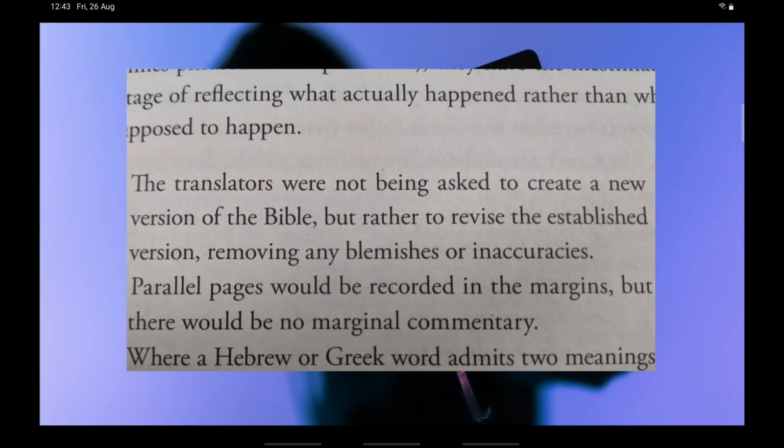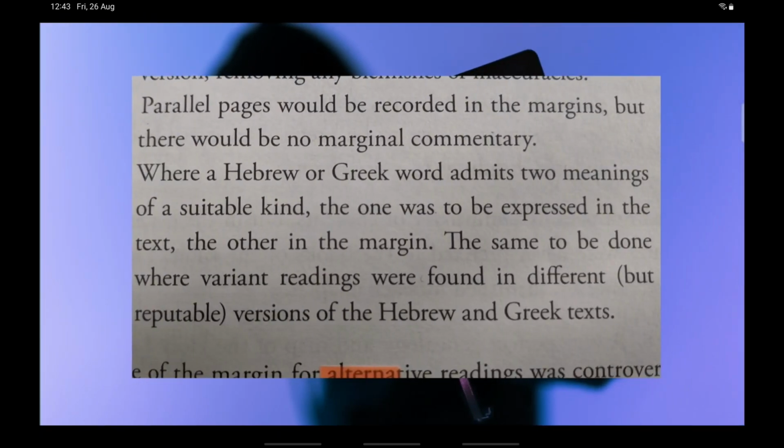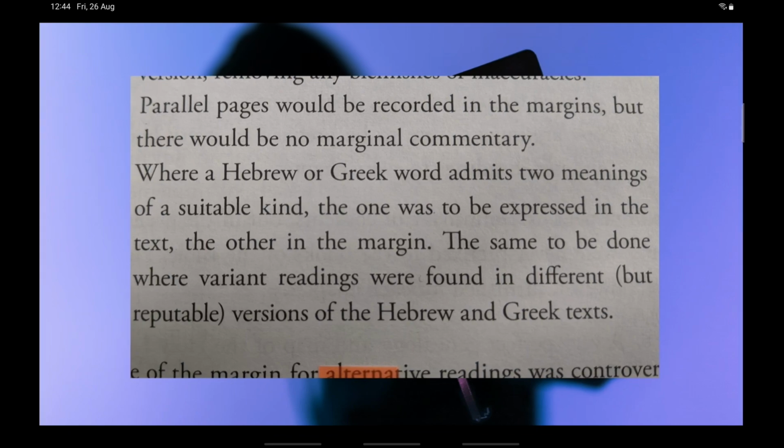The translators were not being asked to create a new version of the Bible, but rather to revise the established version, removing any blemishes or inaccuracies. Parallel pages would be recorded in the margins, but there would be no marginal commentary. And where a Hebrew or Greek word admits 2 meanings of a suitable kind, the one that was to be expressed in the text, the other in the margin, the same to be done where variant readings were found in different but reputable versions of the Hebrew and Greek text.